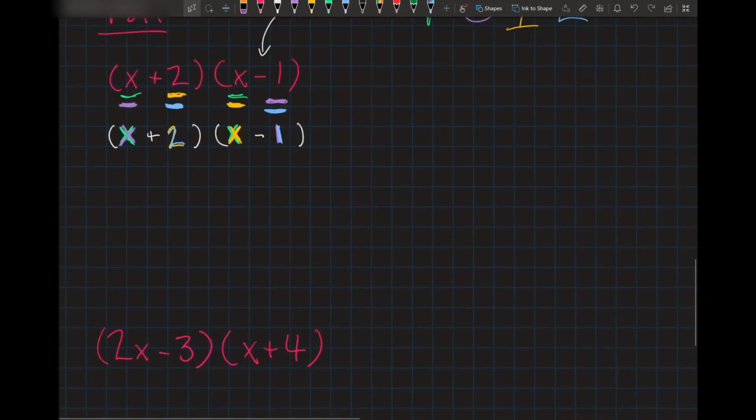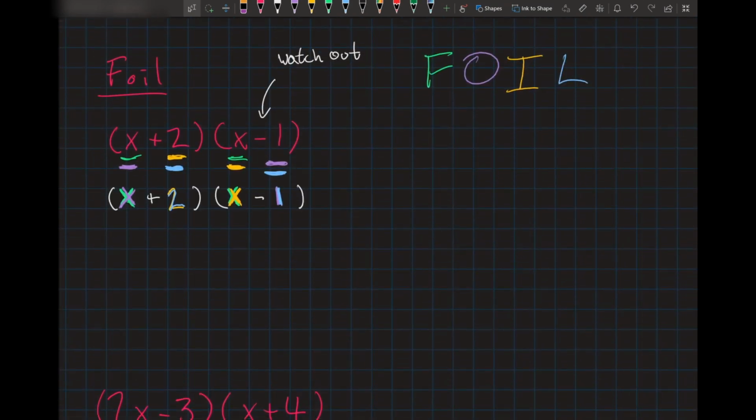So what do all these crazy colors and lines actually mean? So what I was saying, but not writing down, is first we look at the firsts, so the green ones. We've got x times x. So that's x squared. Alright, and then we look at the outers. So we've got x and negative 1.